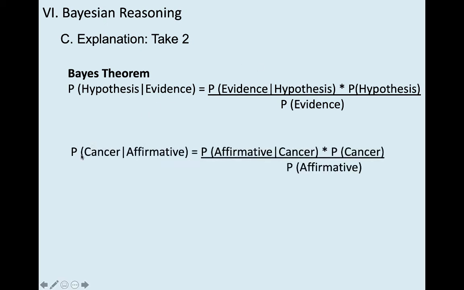Here we have the probability that you have cancer given a positive test, an affirmative test. And that's going to be identical with the probability that you get an affirmative test given that you have cancer, multiplied by the probability that you have cancer, divided by the probability that you get an affirmative test. Now that's a mouthful. I don't expect you to understand it perfectly immediately.